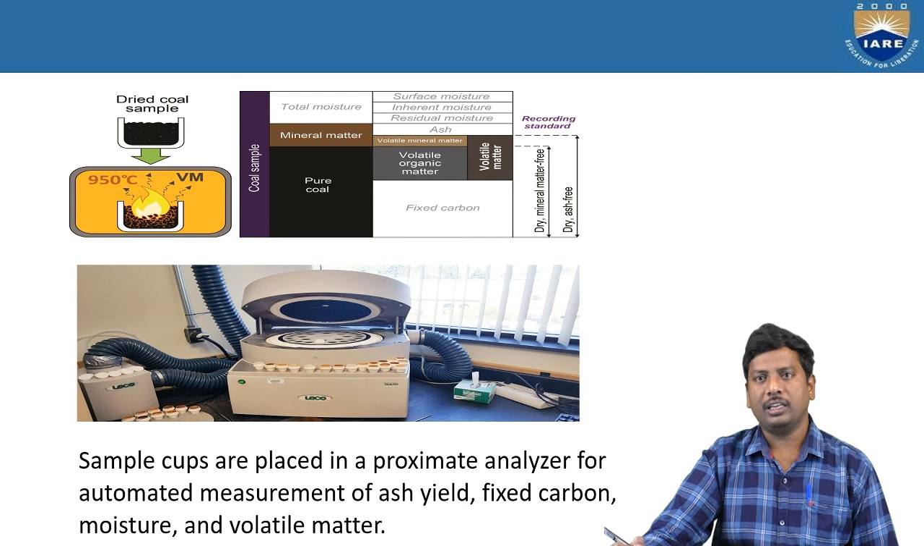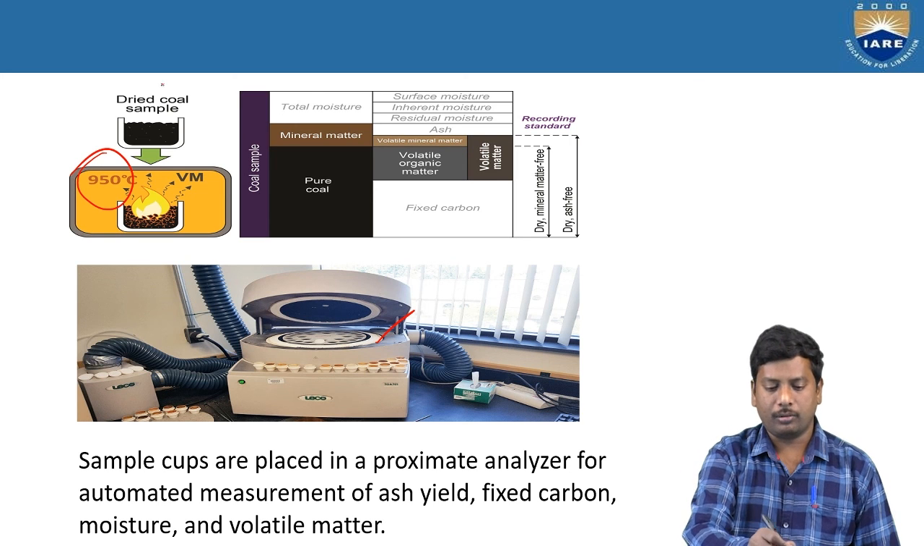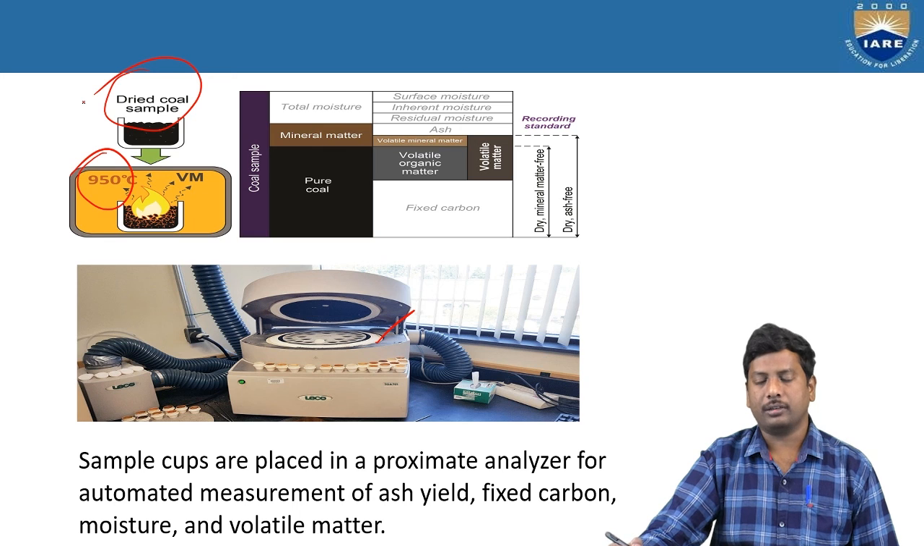And it is about the instrumentation diagram used for proximate analysis. So you see the sample cups are placed in a proximate analyzer. So this is the proximate analyzer, for automatic measurement of the ash yield, fixed carbon, moisture, and volatile matter. And volatile matter temperature is maintained nearby 950 centigrade. We take a dried coal sample, which is very important. Okay, so this is about the proximate analyzer in order to determine the moisture, volatile matter, ash content, and finally fixed carbon.